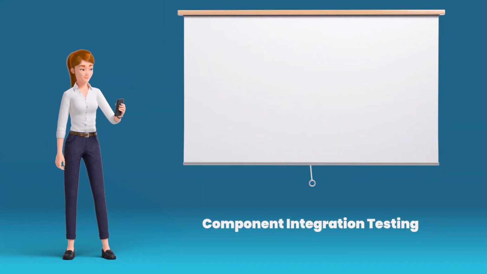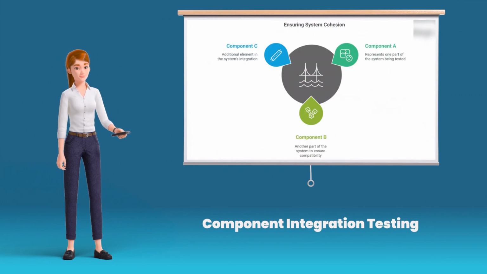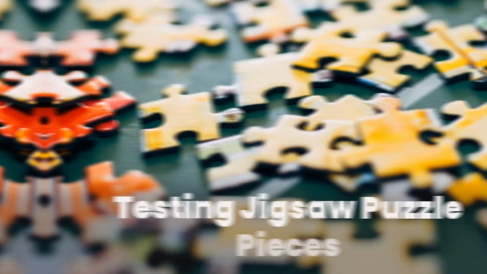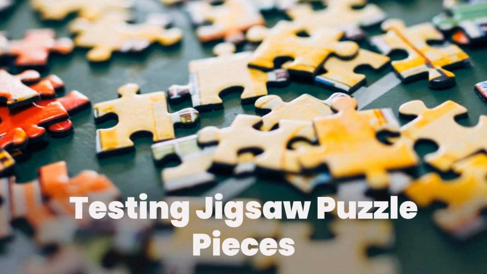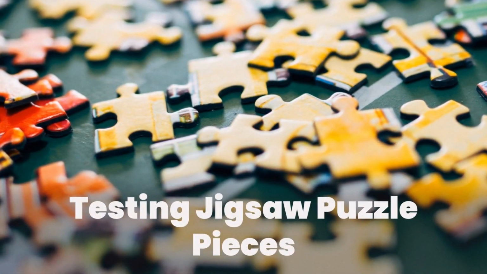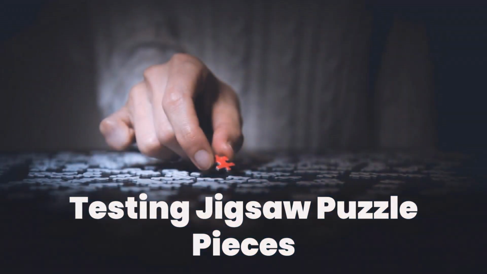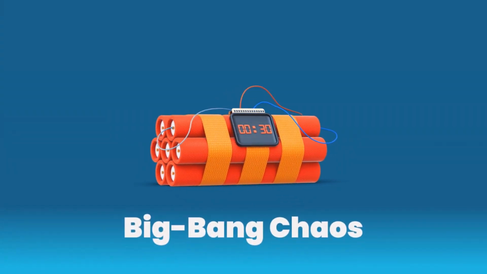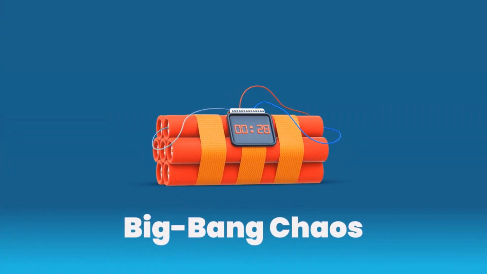Next up, component integration testing. Here we focus on the interactions between those individual components. Testing how pieces of a jigsaw puzzle fit together? Perfect analogy. And we use different strategies for this, like bottom-up, top-down, or Big Bang integration. Big Bang sounds chaotic. Yes, it can be, but sometimes it's what we need.